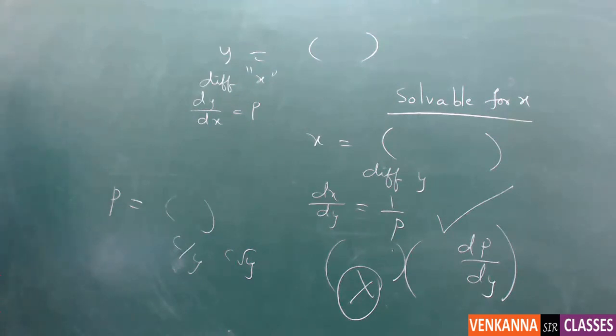So the pattern is so simple, just like solvable for y. There we differentiate with respect to x. Here we differentiate with respect to y. Remaining pattern is as usual. Okay.